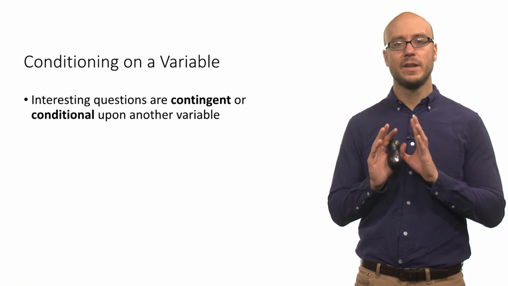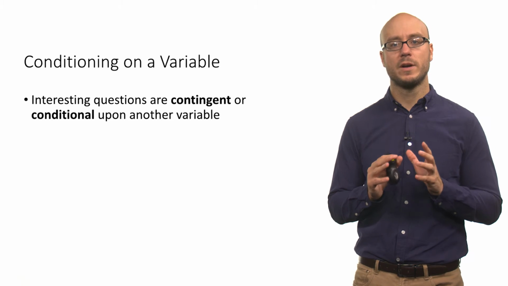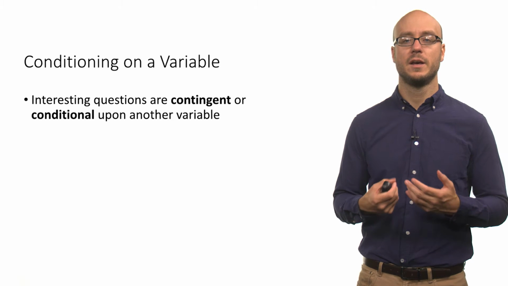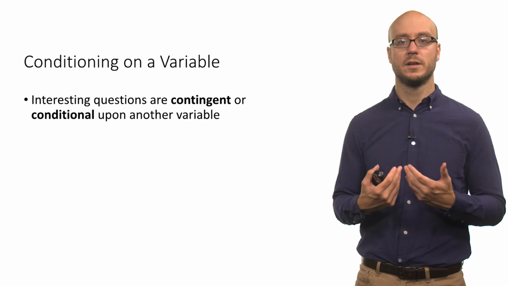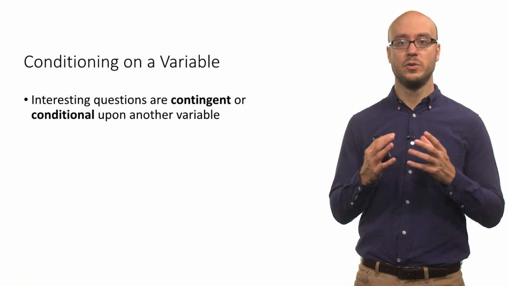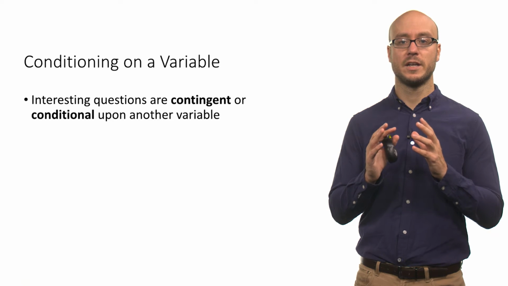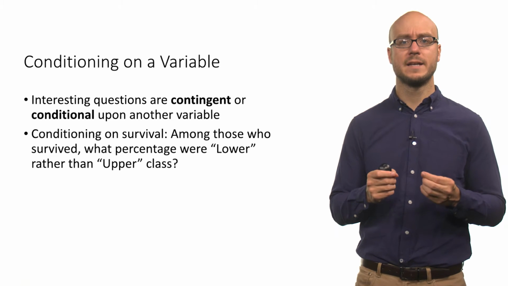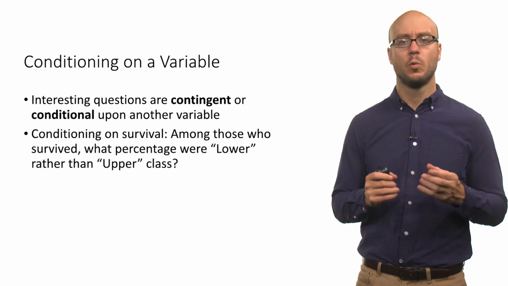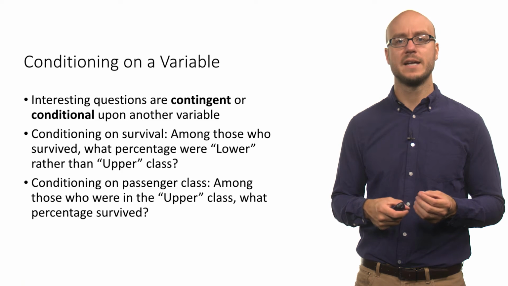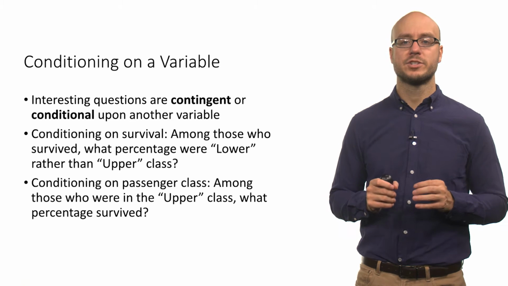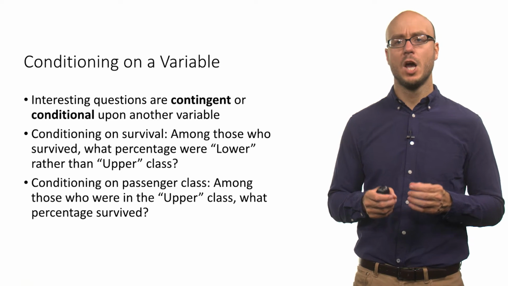So the key point here is that often the questions you want to ask and answer from a contingency table involve conditioning. And again, this is why a contingency table is called a contingency table, because often you want to say things that are contingent upon the values of another variable. For example, a question we might ask is, among those who survived, what percentage were in the lower rather than upper class? In a similar but distinctly different way, we might condition on passenger class and say, among those who were in the upper class, what percentage survived?